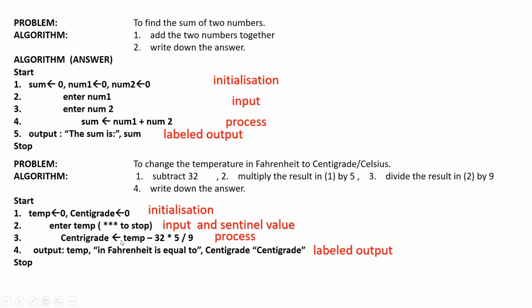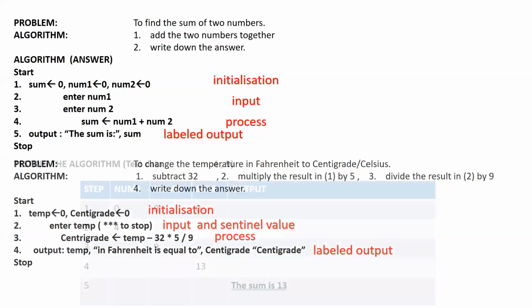Centigrade now becomes temp, which was entered, minus 32, multiply by 5, divide by 9. This is your process. And then we have to output temp. So the value that temp received there, or that you input there, will be shown there. And the text "in Fahrenheit is equal to", and then the value that was the result in centigrade will be placed there, and the word centigrade afterwards.